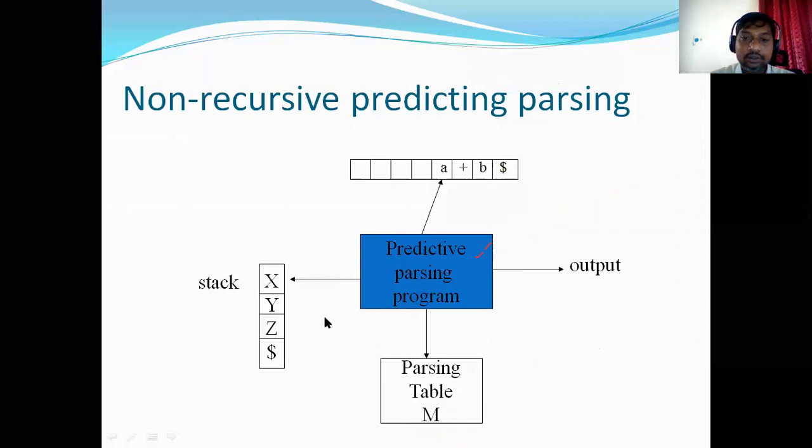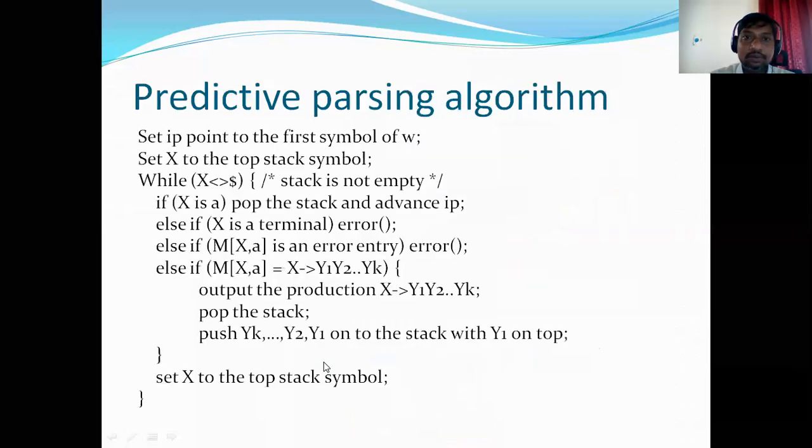Next. So this is the predictive parsing algorithm. Set IP to point to the first symbol of w. What is w here? Input. Set X to the top of the stack symbol. Now we are comparing X, the current top of the stack symbol, with the dollar. If it is not equal to dollar, that is an indication that the stack is not empty. If that is the case, we'll enter into the loop.